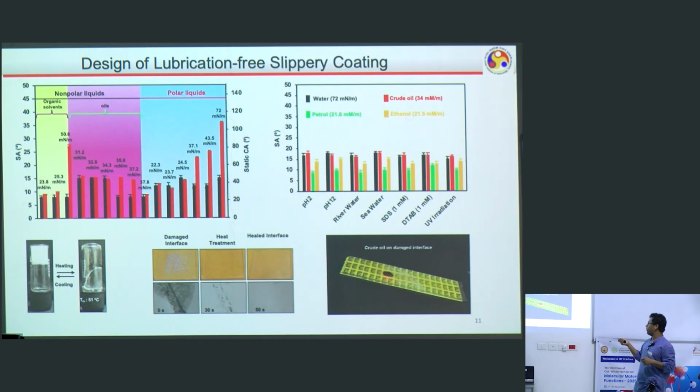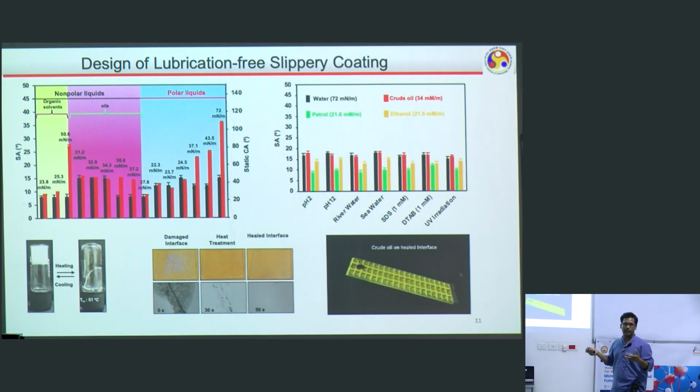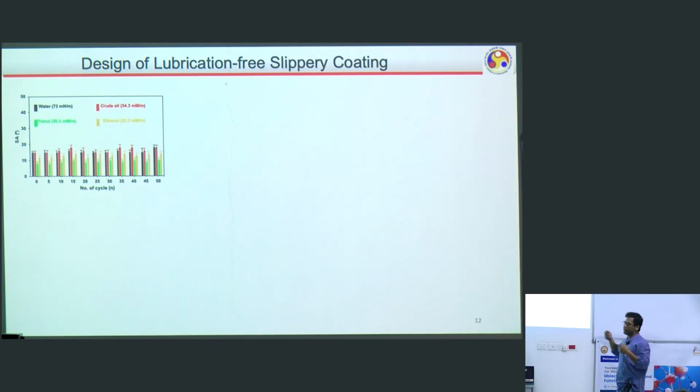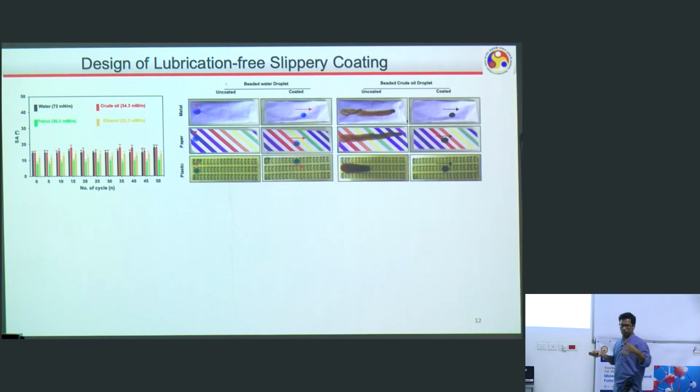This is a crude oil, okay? It's a very complex chemical that can also slide off easily after the healing, across from top to bottom. Now, you can further extend this healing process at least 50 times. It can go definitely more than that. We have just demonstrated up to 50 times, and you can coat on a wide range of substrates, okay?